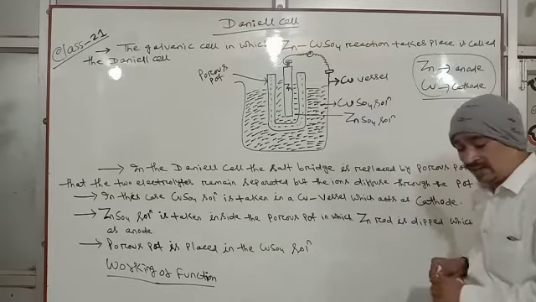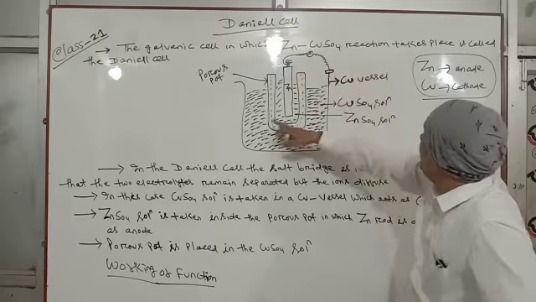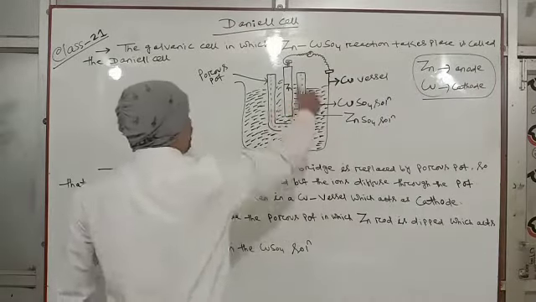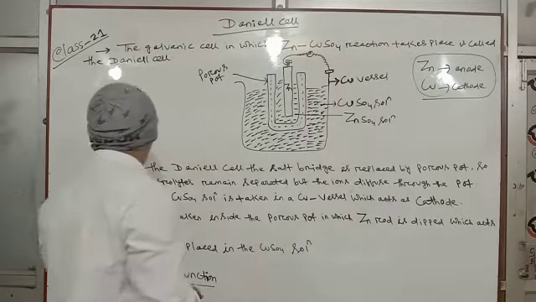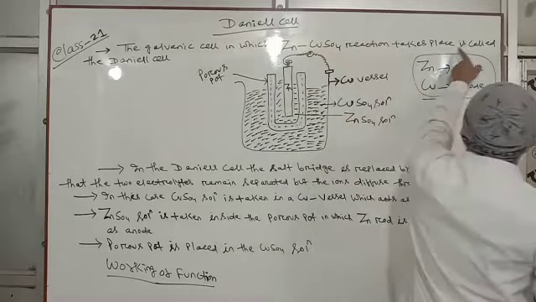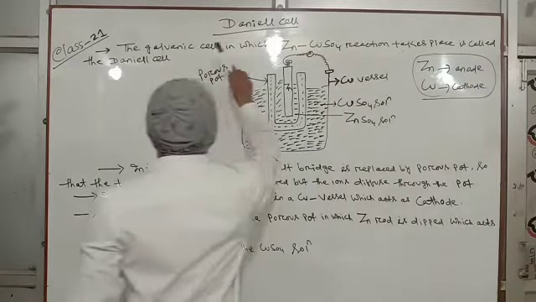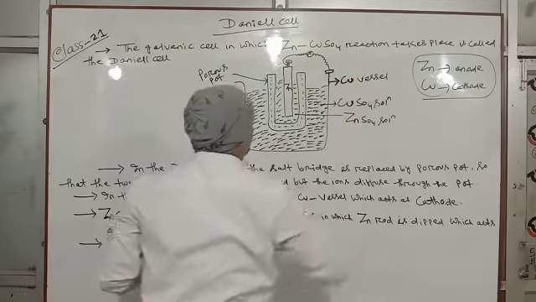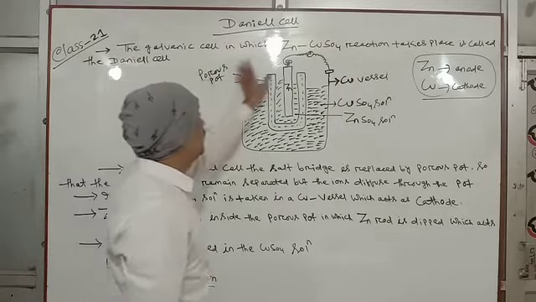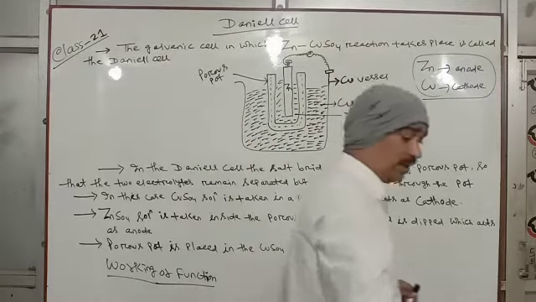Zinc will act as anode, copper will act as cathode. Clear? Zinc will act as anode, copper will act as cathode. So first: the galvanic cell in which the zinc and copper sulfate reaction takes place is called the Daniell cell. This is the first point that was written. After that, you do not need to write the diagram.